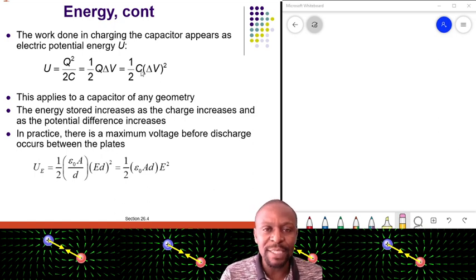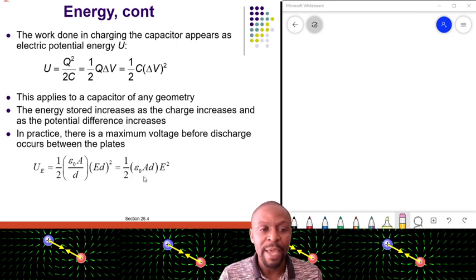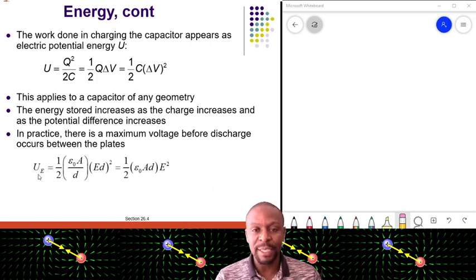Now, because this is a capacitor of parallel plates, and we know the capacitance of a parallel plate capacitor, from that equation of the electric potential energy I'm just going to replace the C with what I know for the parallel plates, and the change in V for the parallel plates is just given by this. Now, if you rearrange that equation, this is what you are going to have as the energy stored in a capacitor.